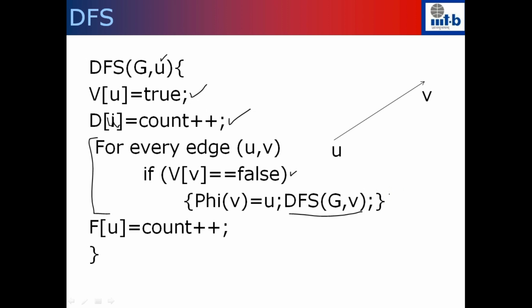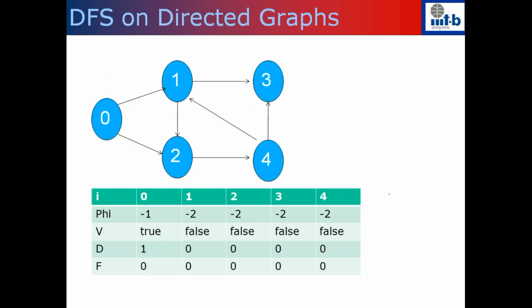So let's quickly go through an example. We have this graph. We have the pi function, we have the v function, and we have d and f. I start with the 0th vertex. When I start with the 0th vertex, I set the pi function as -1, and then I set v to be true. Then the discovery time of this is set as 1.